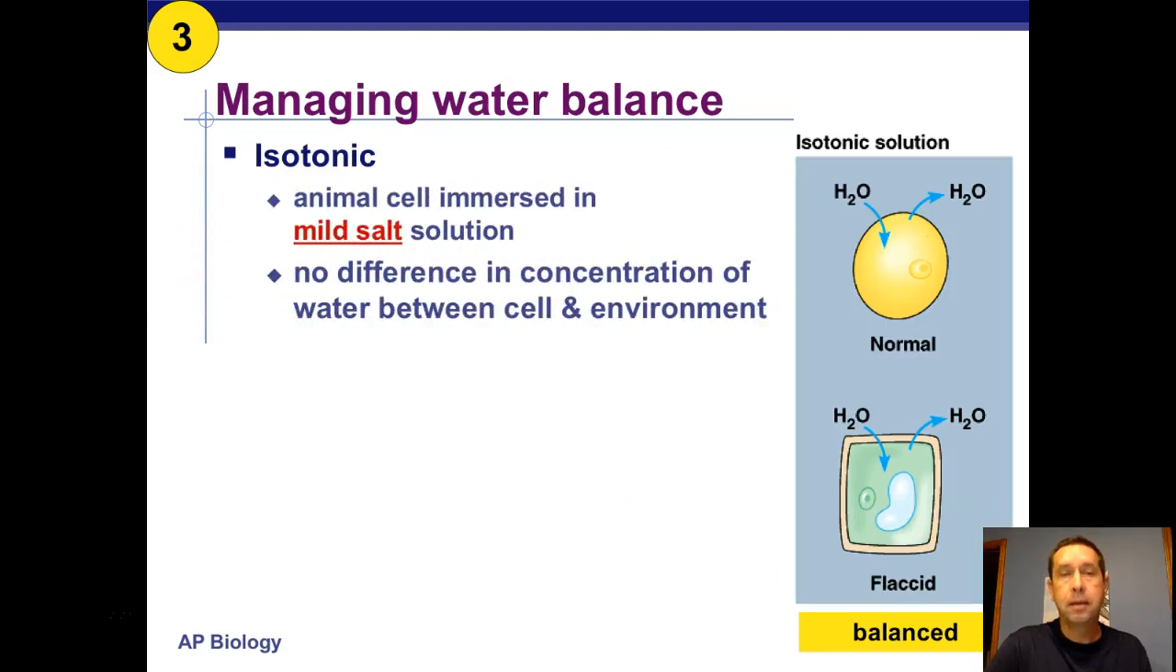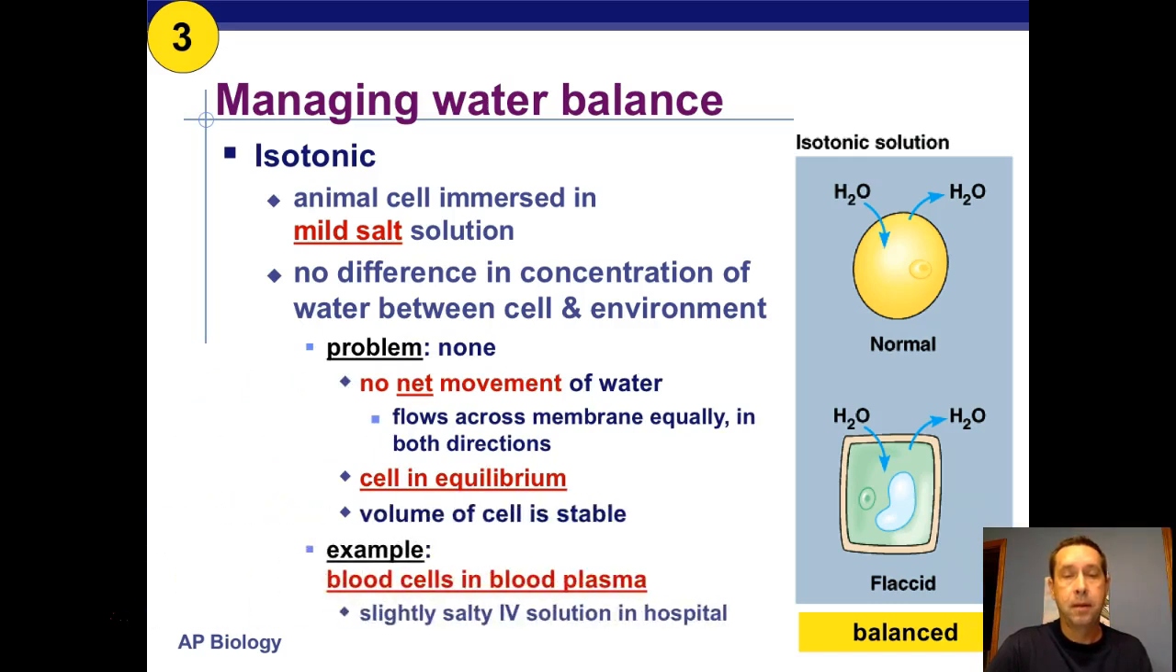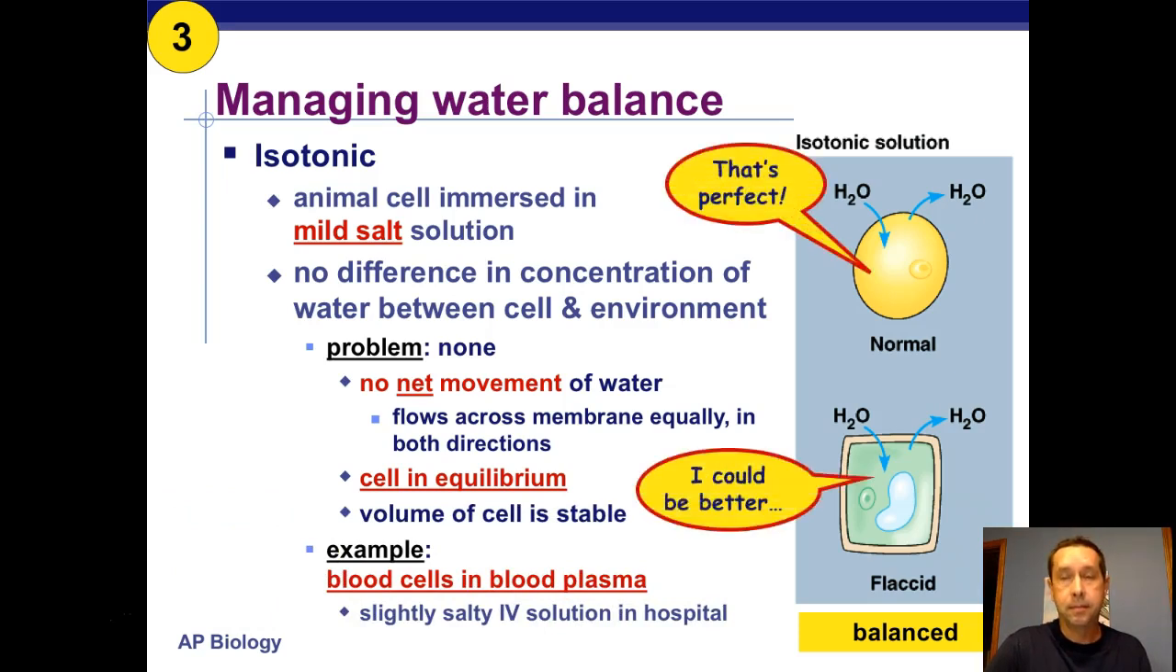Isotonic, again, means no difference between the inside and outside as far as water concentration. The amount of water going in and out of the cell is going to be equal. The cell is healthy, it's balanced. That's why we talked about isotonic saline solutions. Plant cells are going to be less happy, but they can still be okay.